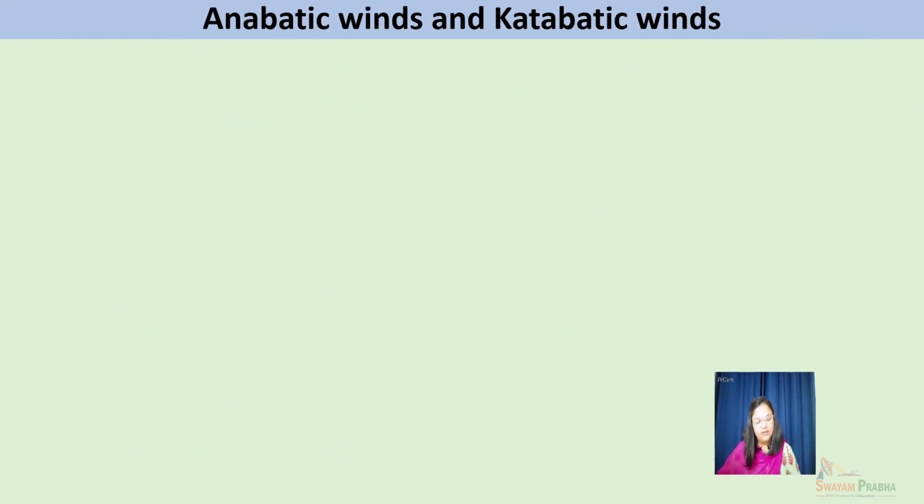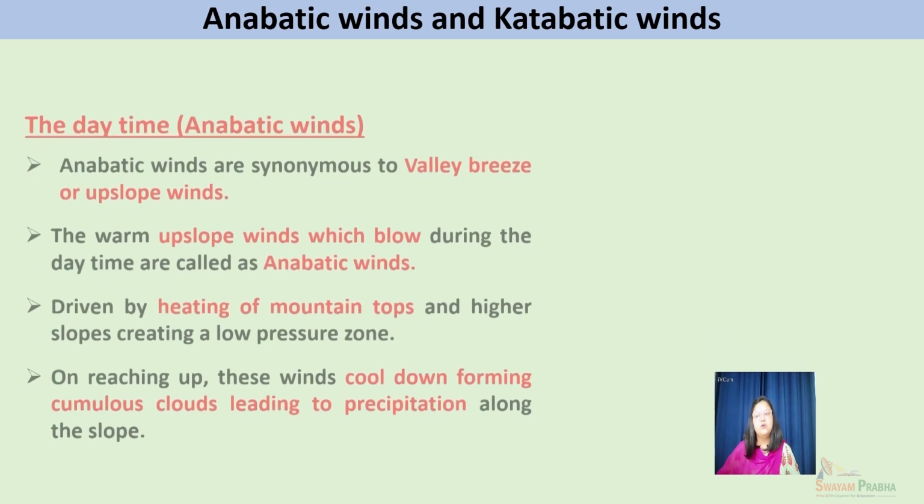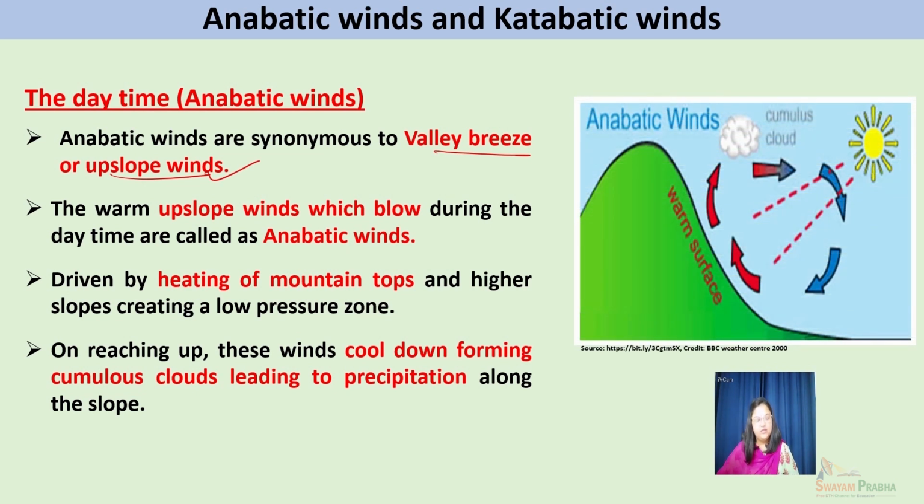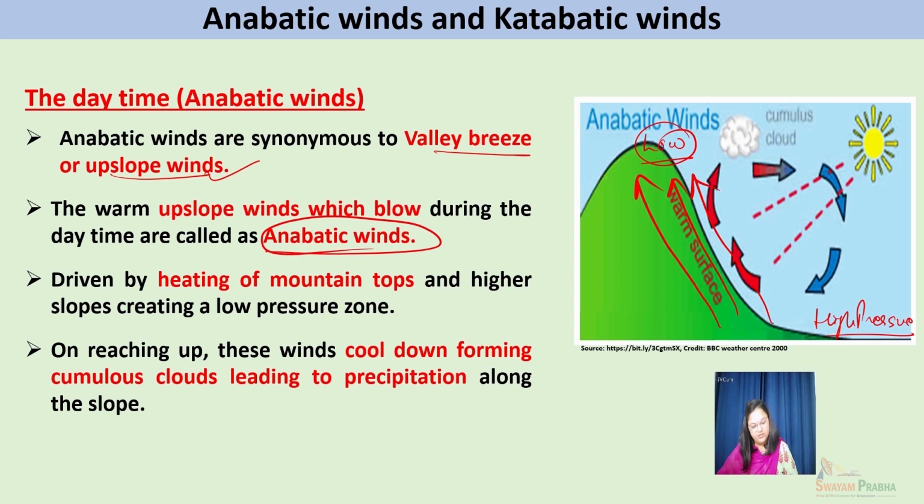Now coming to anabatic winds and katabatic winds. Anabatic winds are more or less synonymous to valley breeze or upslope winds. Due to existing low pressure conditions over the mountain tops and high pressure conditions in the valley regions, the warm air ascends the slope of the mountain. It is called anabatic winds or upslope winds.